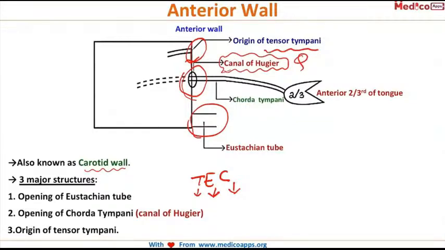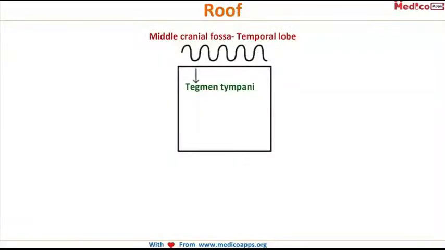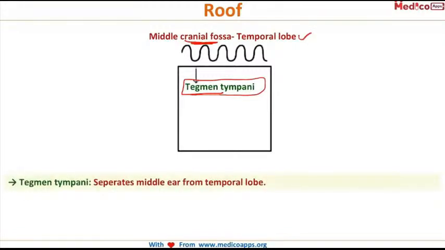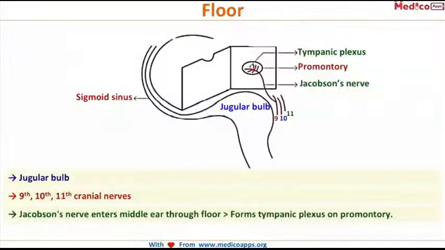Now let's look at the roof of the middle ear. The important structure we are looking at here is the tegmen tympani, and it separates the roof from the middle cranial fossa, mainly from the temporal lobe. So tegmen tympani separates middle ear from the temporal lobe. Please remember this. Let's proceed to the floor of the middle ear. The important structure we are seeing here is the jugular bulb.